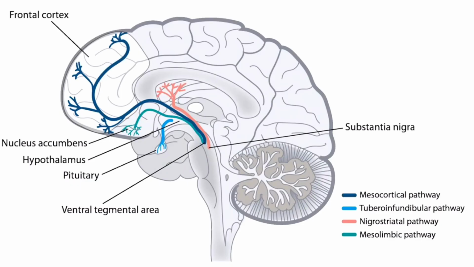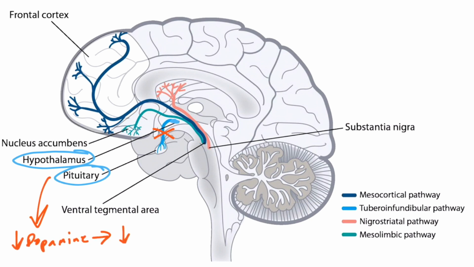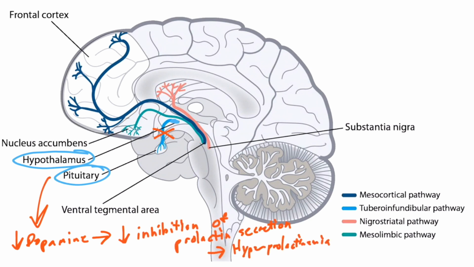So now looking again at figure 8.32, we have the Tuberoinfundibular pathway going from the hypothalamus, right, in this region, to the anterior pituitary. And as we mentioned in the previous slide, when we damage the Tuberoinfundibular pathway, we get decreased dopamine, which causes decreased inhibition of prolactin secretion, which of course leads to hyperprolactinemia. For more information about prolactin secretion, please watch the endocrine chapter.